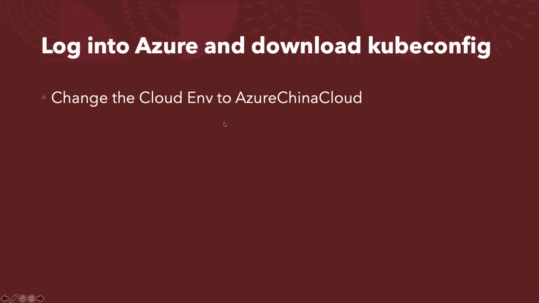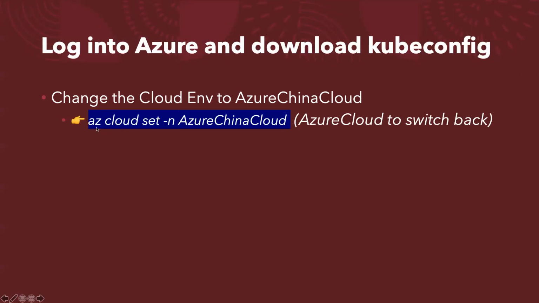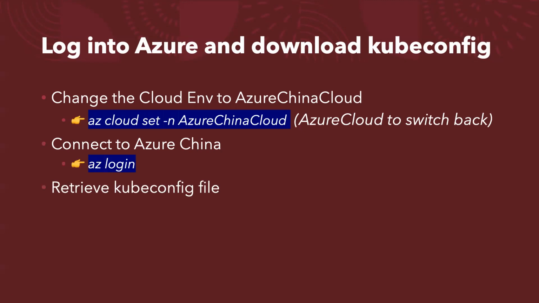First of all, you need to change the cloud environment to Azure China Cloud if you haven't set it yet. Just run the command az cloud set -n AzureChinaCloud. If you want to switch back, you just change the name to AzureCloud. And the second step, you need to run az login to log into Azure China.